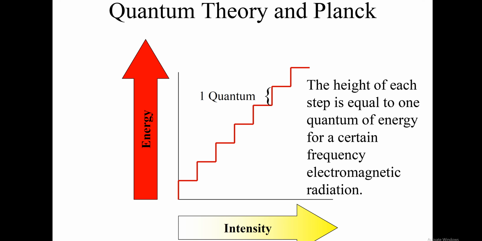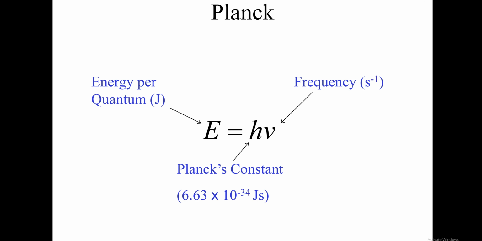Now the quantum is referred to as the steps of how much energy you have for each one. So if you're increasing intensity, you're going to jump by each of those steps, and that is equal to the energy for a very specific frequency of that radiation. So in other words, for you to jump a quantum, you're going to have to be able to figure out the frequency of that specific electromagnetic radiation.